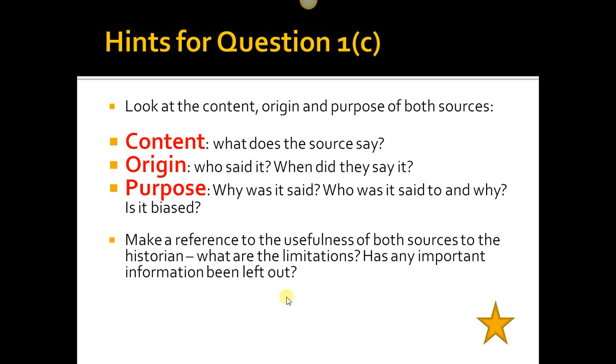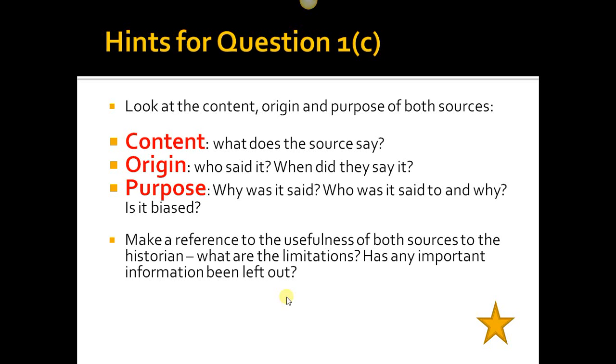I believe it's an 8-mark question. Let me just double check that. Yes, it is. So if all of your answer is just going to be on source D, the most you can get would be probably about a 2, maybe a 3, because I'd be looking at those extra marks to see that you've actually evaluated.